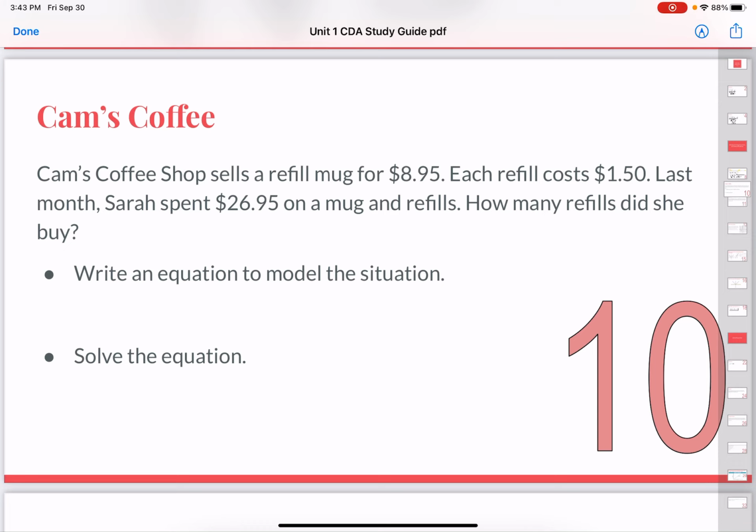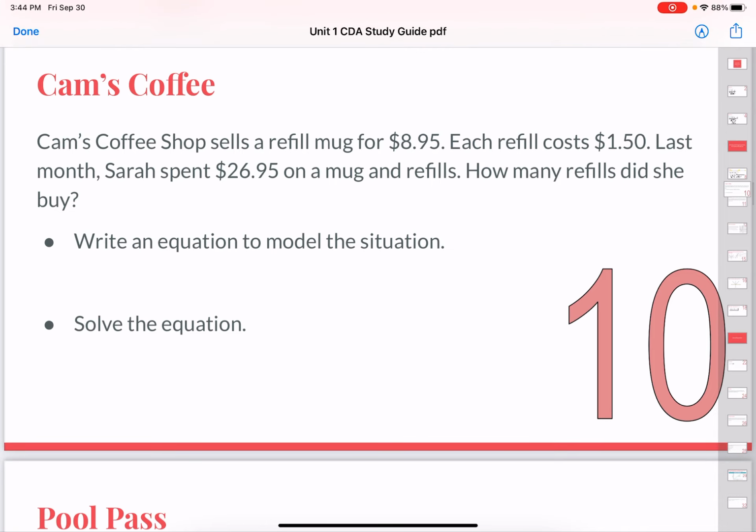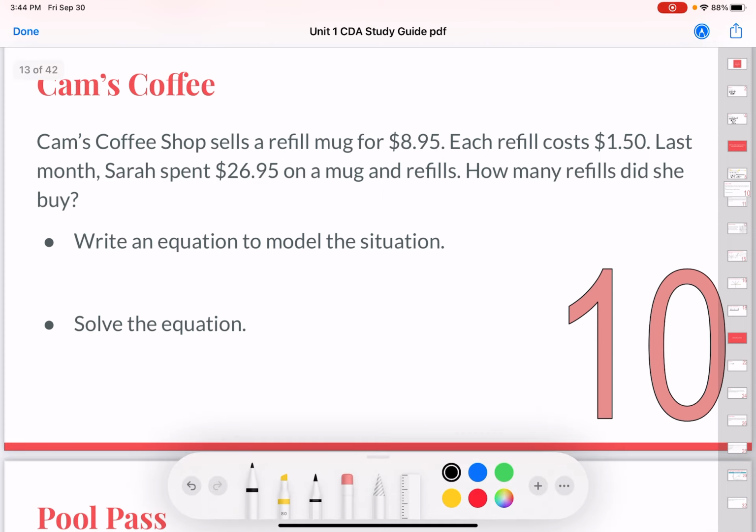So, as always, I'm going to have a cost that I pay one time and a cost that I pay multiple times. And then that is going to add up to give me my total cost. The person who's spending all this money is Sarah, and she has a total cost of $26.95. Her base fee, the thing that she's paying one time, is for the mug, which is $8.95. And then here's this keyword "each." Again, that lets me know that's going to be my recurring cost. So that's for refills, which is $1.50 each.